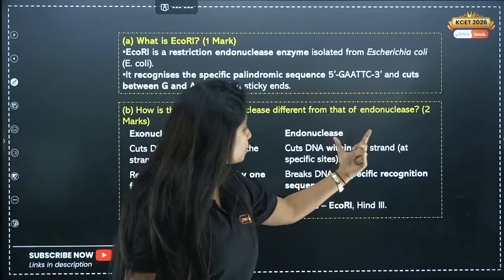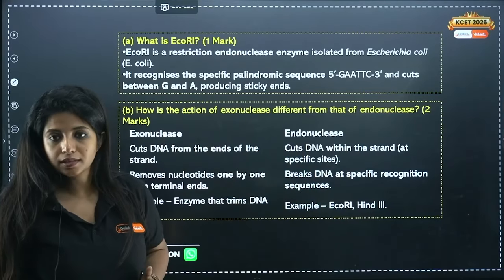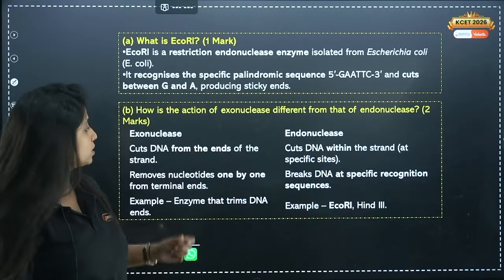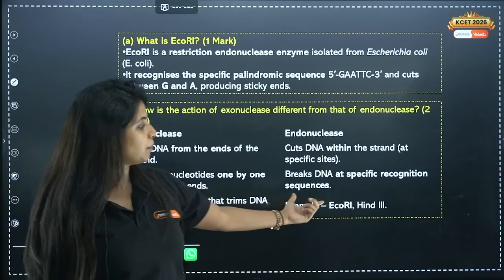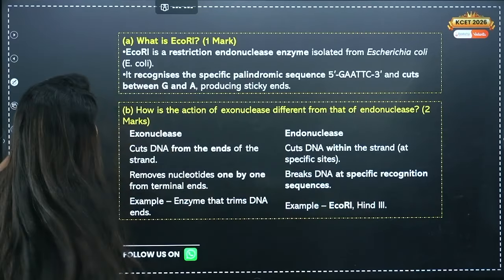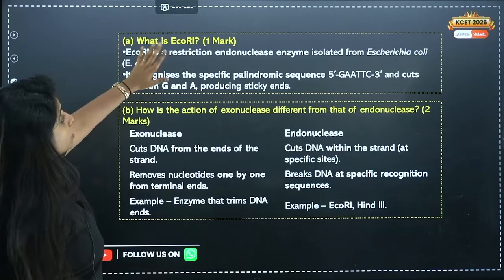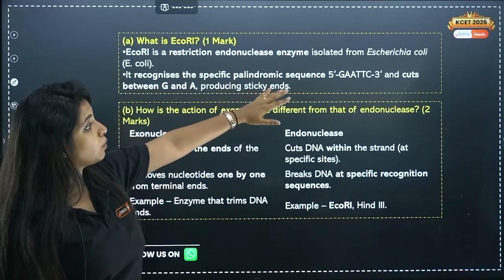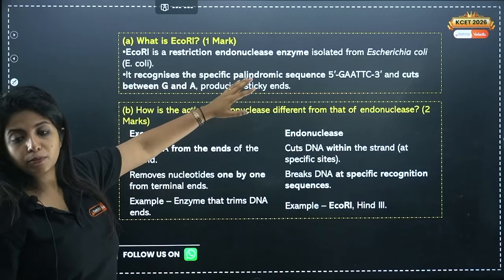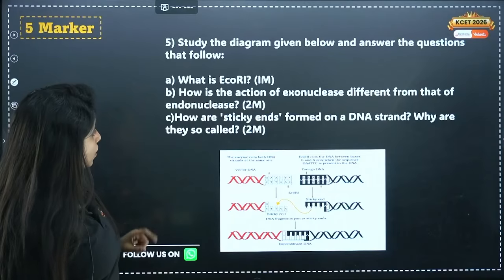Endonuclease breaks the DNA at a specific recognition sequence. An exonuclease example is an enzyme that trims the DNA ends. Endonuclease examples are EcoRI, HindIII, all of them. And over here, what is EcoRI? It's a restriction endonuclease enzyme. It recognizes a specific palindromic sequence and cuts between G and A, producing what? Sticky ends.